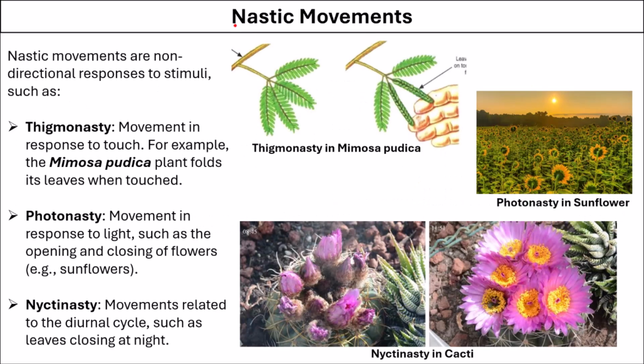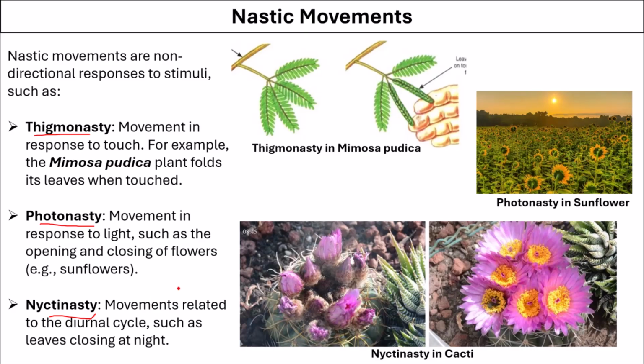Nastic responses are plant movements that do not depend on the direction of the stimulus. In thigmonasty, mimosa leaves quickly fold when touched because change in the water movement and turgor pressure causes the leaves to move. In photonasty, flowers open and close in response to light intensity. In nyctinasty, leaves and flowers open and close according to the day-night cycle.